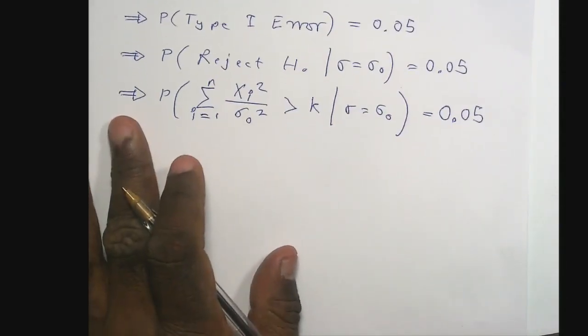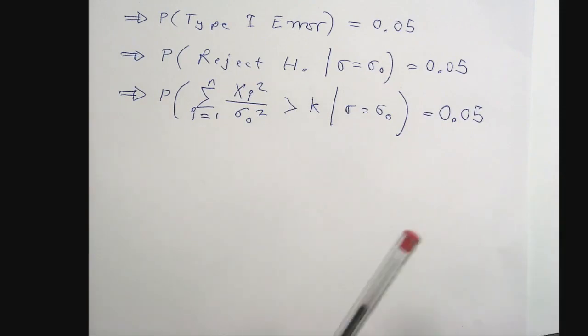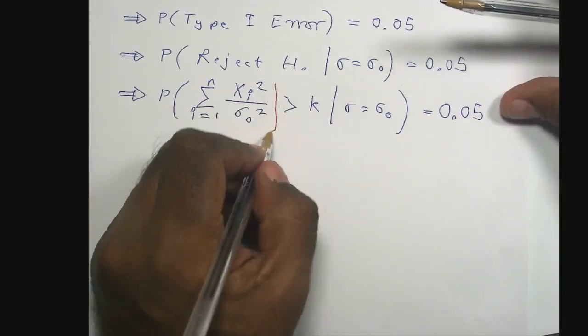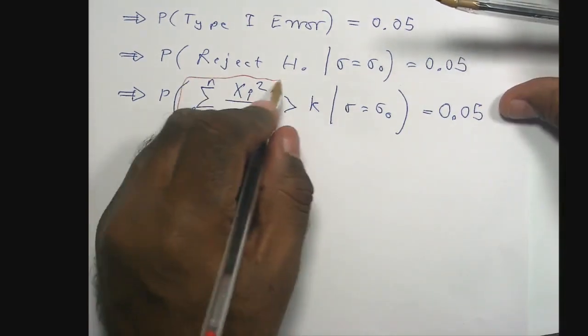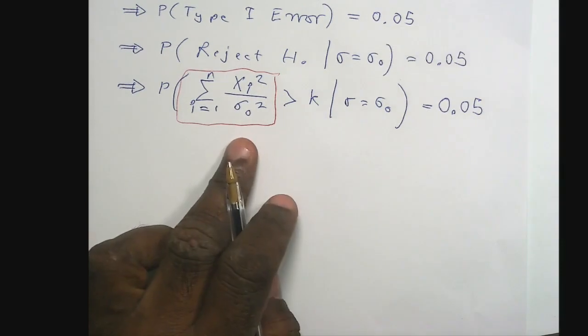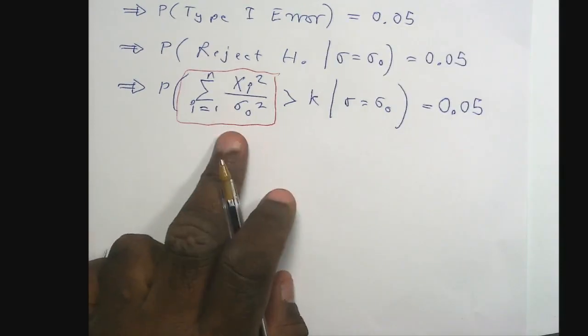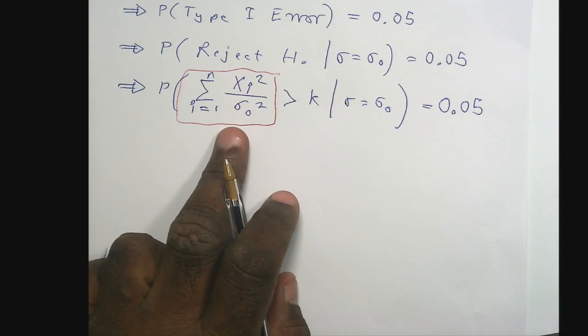Now let me ask you something. I know you guys have been revising a lot for the test. What can you say about the distribution of this? What distribution will this have and why?